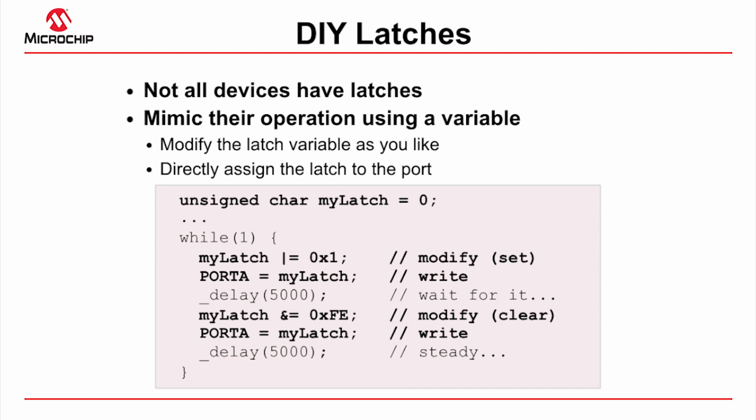Some of the smaller PIC devices do not have latches, but this does not mean that you need suffer unexpected results when using ports. You can easily mimic the operation of a latch with an ordinary variable. Use the variable to hold the value you want to write to the port. Perform any modification of the value in the latch variable. Once you have finished, copy the latch variable to the port register using only the assignment operator. Our code example has been modified to show how you might use this variable if your target device does not have a latch register.